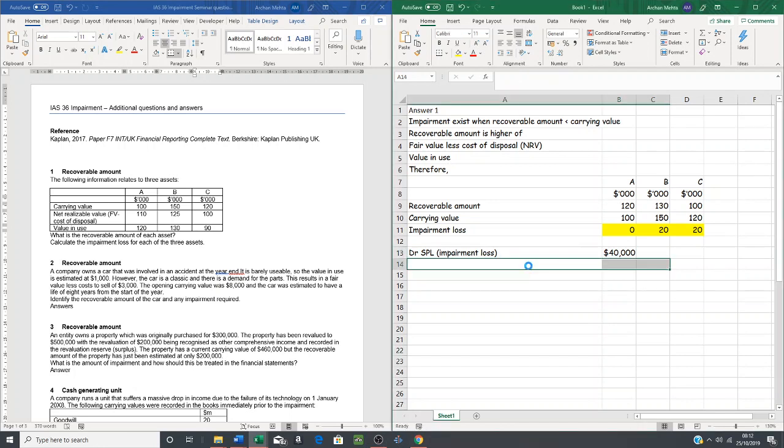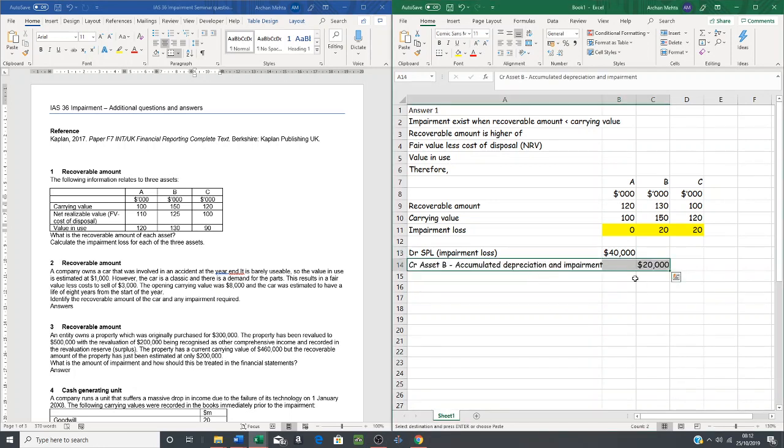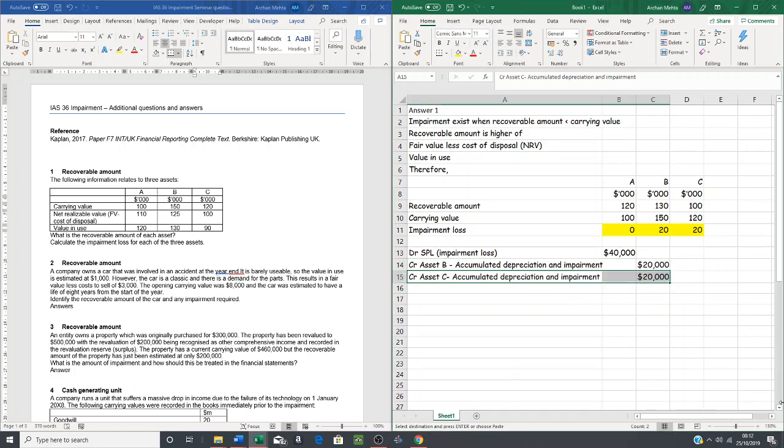We are going to reduce the carrying value of asset B, 20,000, by charging the impairment to the accumulated depreciation account. So increase that account so the carrying value comes down. Same for asset C, and job done. So we are reducing the value of the asset and charging the loss, this one-off loss, to the statement of profit or loss.